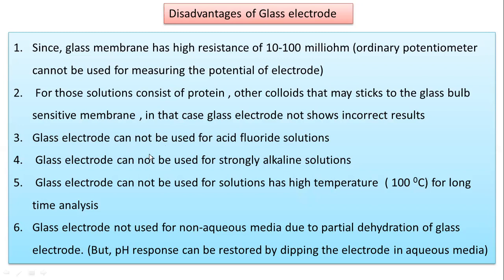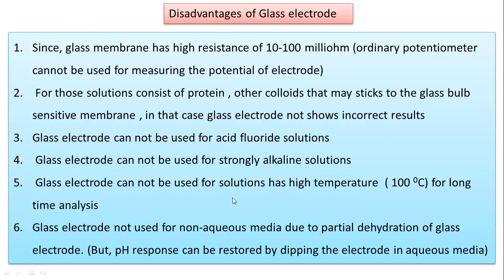Then the glass electrode cannot be used for acid fluoride solutions. Whenever the solutions contain acid fluorides, the glass electrode cannot be used, because it is very sensitive to the fluoride content. Then the glass electrode also cannot be used for strongly alkaline solutions, those solutions which are strongly alkaline in nature. For these solutions also, the glass electrode bulb is very sensitive. Because of that, the pH of strongly alkaline solutions cannot be determined with the help of the glass electrode.